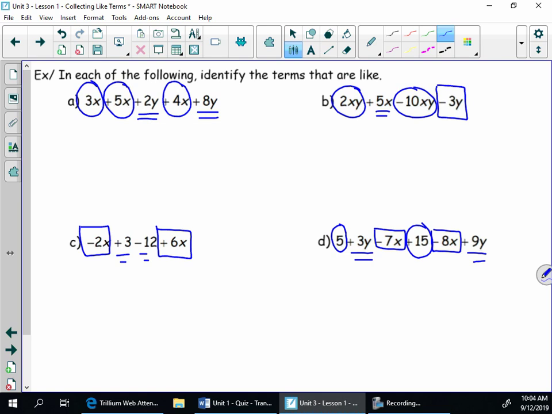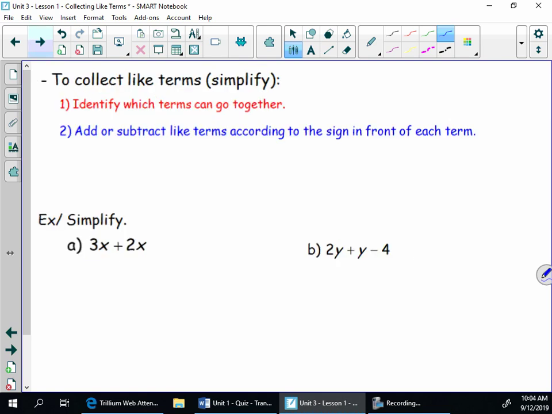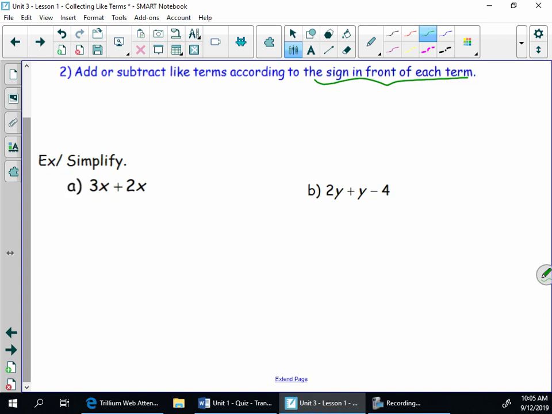That's going to become important when we do the next screen, where we actually start collecting them now. To collect terms, to simplify, what we're going to do is figure out which ones go together and make some symbols here, circles and squares and rectangles and stuff like that, and then add or subtract the ones that go together according to the sign in front of each term. That's kind of why I said it's important to keep track of those signs. So let's try a couple real quick.